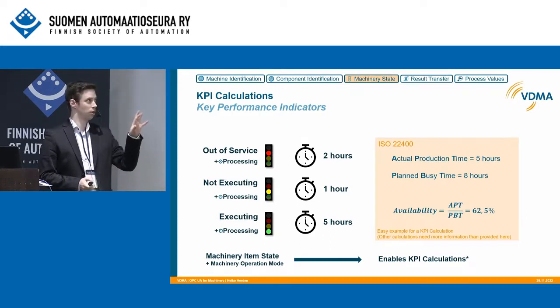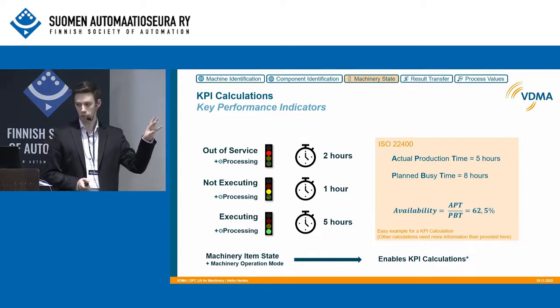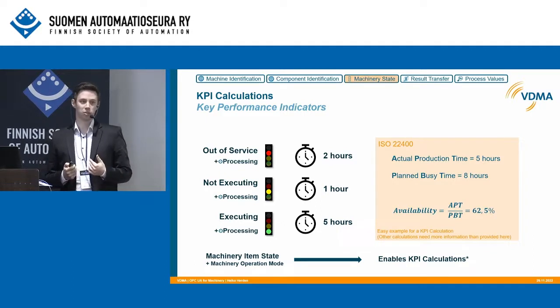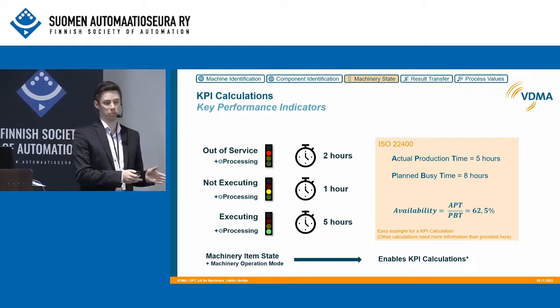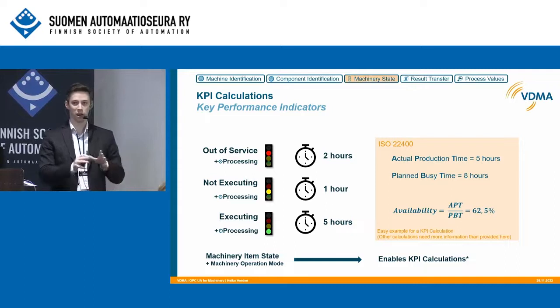And this is just with only those simple values that you have seen. And for us in OPC UA for Machinery, it's very important to keep it simple because we want it to fit for everybody.